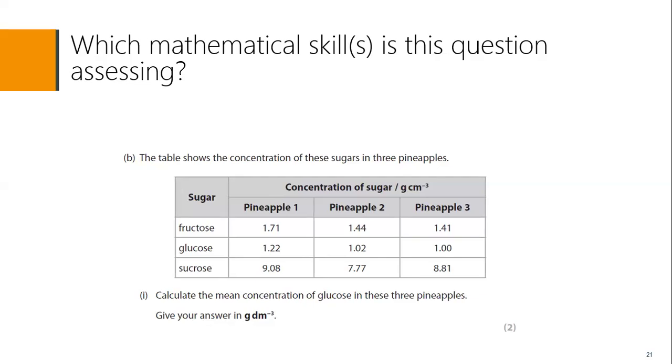So which mathematical skills do you think this question is assessing? If you've got the specification accessible, if you look at page 62, that's where the mathematical skills are. But there are 2 mathematical skills that are being assessed in this question. So if you put into the chat box what you think they are.